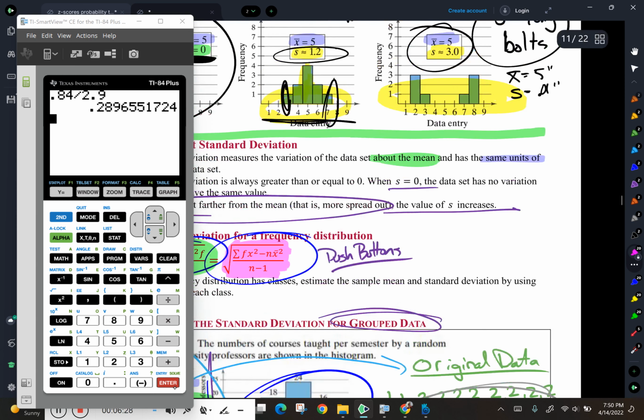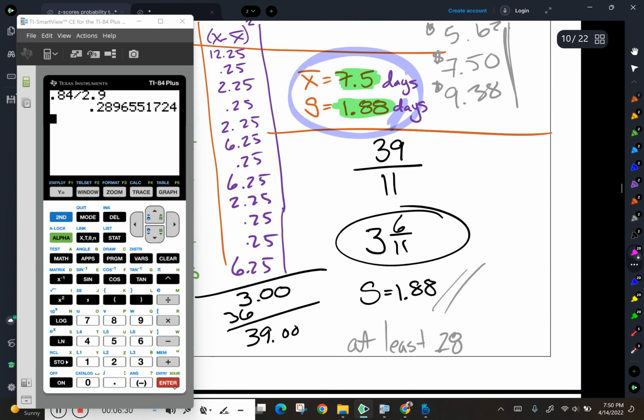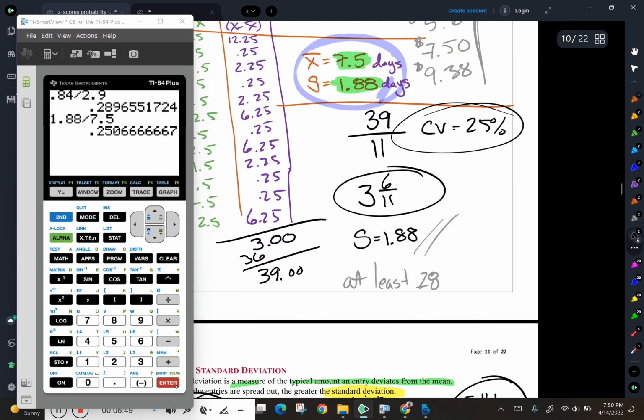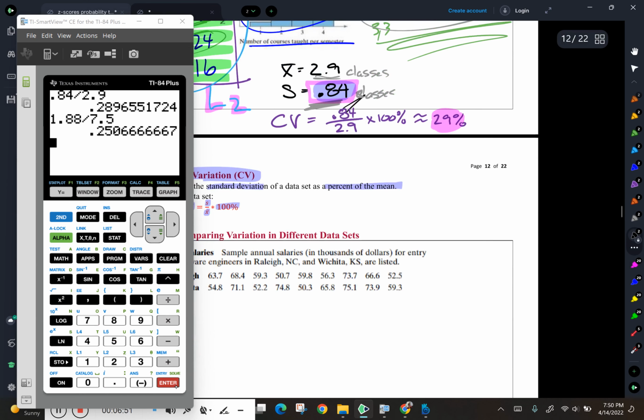If we went back up here and did this one, the mean was 7.5. If I do 1.88 divided by 7.5, I've got a coefficient of variation of only 25%. That's smaller than what we just had, right? Didn't we just have 29%?